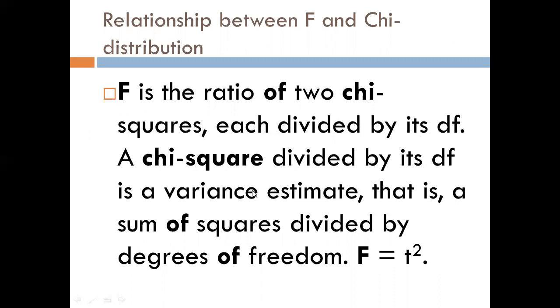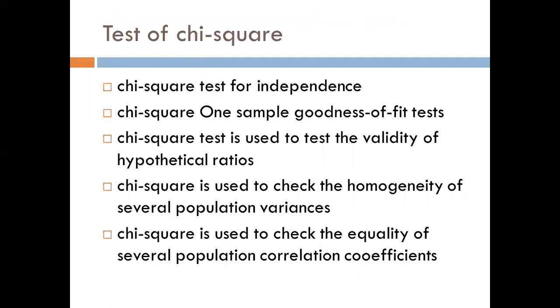A chi-square divided by its degrees of freedom is a variance estimate, that is, a sum of squares divided by degrees of freedom. And F is equal to t squared. When we square the T distribution, then we get F, right? So there are three cases. First, F distribution is the ratio of two chi-square distributions, each divided by its degrees of freedom. Second, F is equal to t squared. And third, a chi-square divided by its degrees of freedom is a variance estimate, that is, a sum of squares divided by its degrees of freedom.